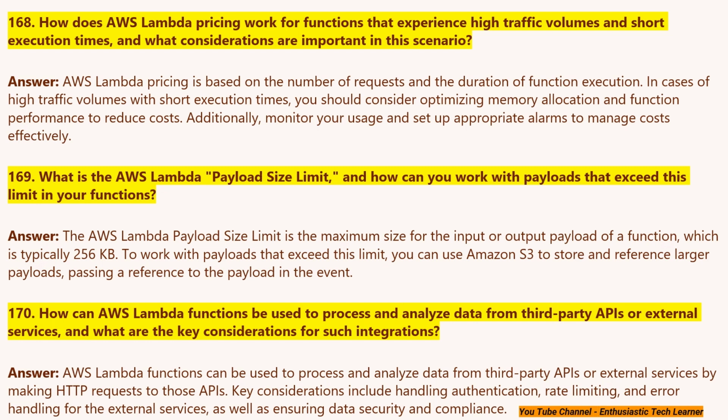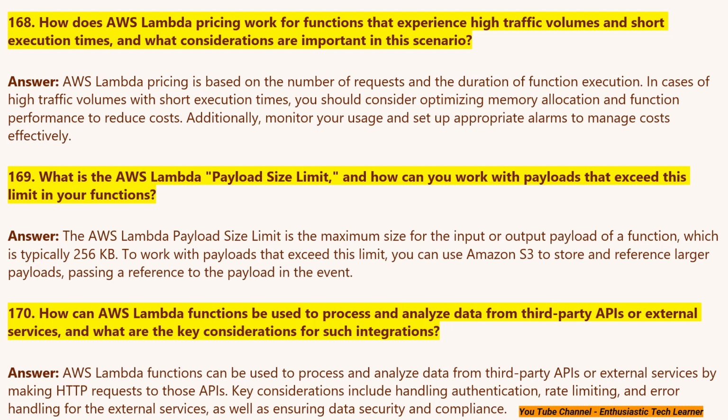What is the AWS Lambda payload size limit, and how can you work with payloads that exceed this limit in your functions? The AWS Lambda payload size limit is the maximum size for the input or output payload of a function, which is typically 256 kilobytes. To work with payloads that exceed this limit, you can use Amazon S3 to store and reference larger payloads, passing a reference to the payload in the event.